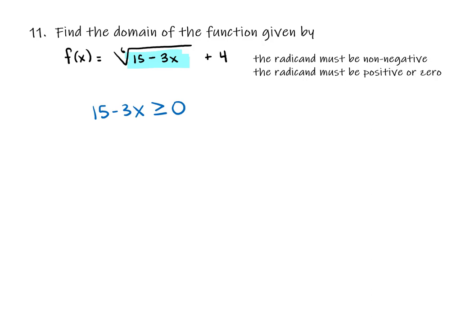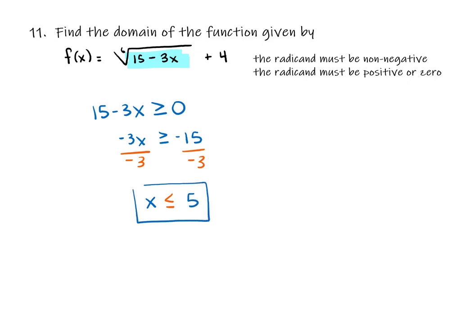And then we're going to solve this by subtracting 15 from both sides. And then dividing both sides by negative 3. When you divide an inequality by a negative, you do have to switch that inequality around. So we're going to say less than or equal to. So x is less than or equal to positive 5. And so this is our interval that we're going to take. And that's our domain. We're going to write it as negative infinity to 5, including the 5, not including the infinity. And that's how you solve for the domain of a radical.